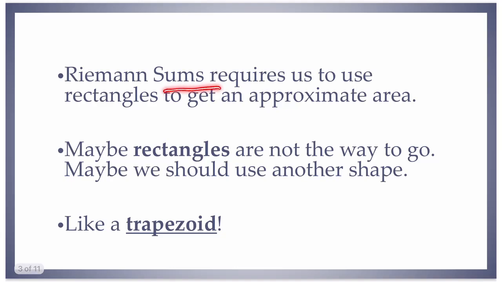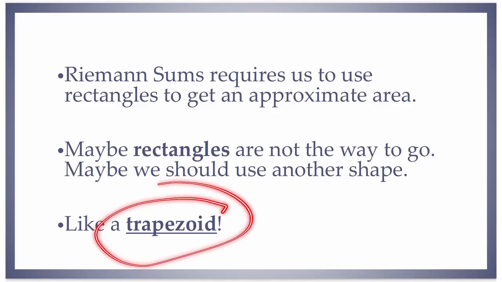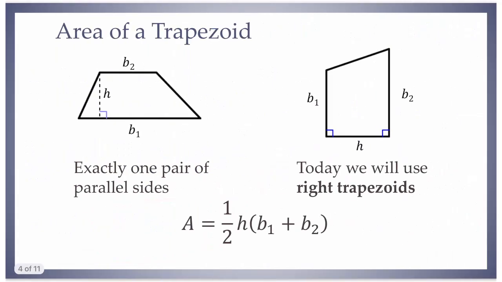Well, Riemann sums requires us to use rectangles to get an approximate area, but maybe rectangles are not the way to go. Maybe we should use another shape like a trapezoid. So first, a reminder about the area of a trapezoid formula and the definition.